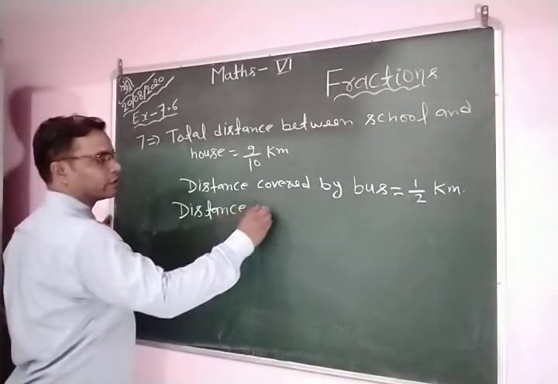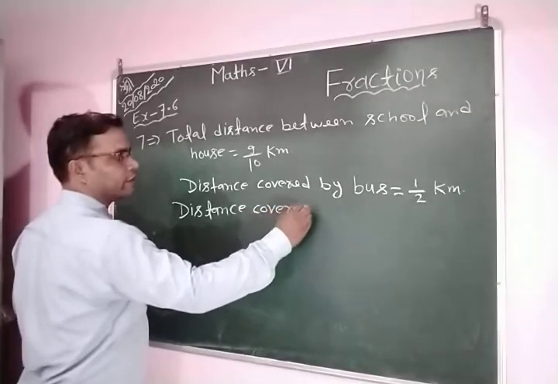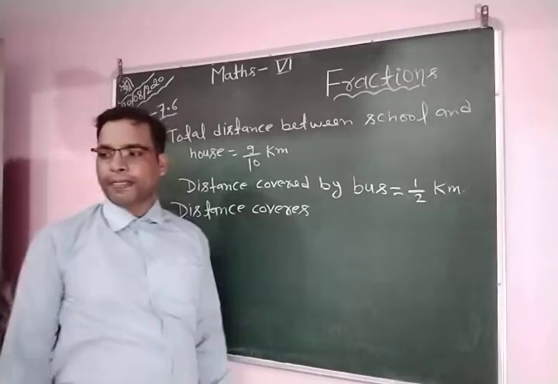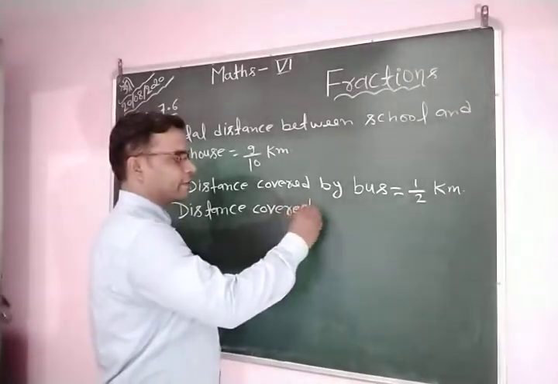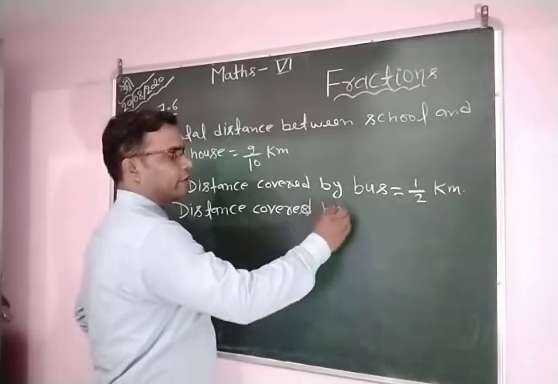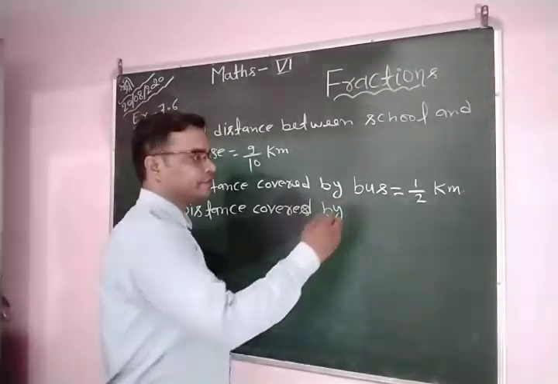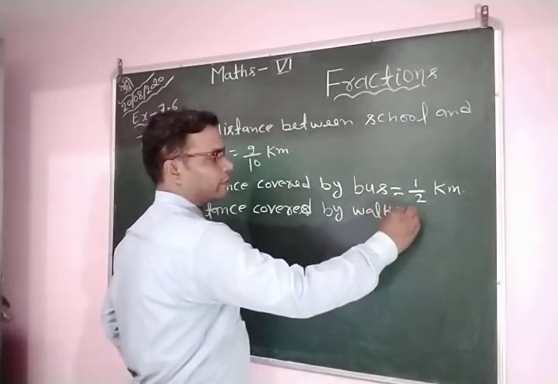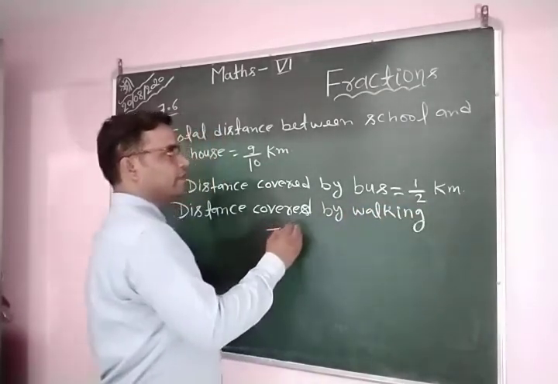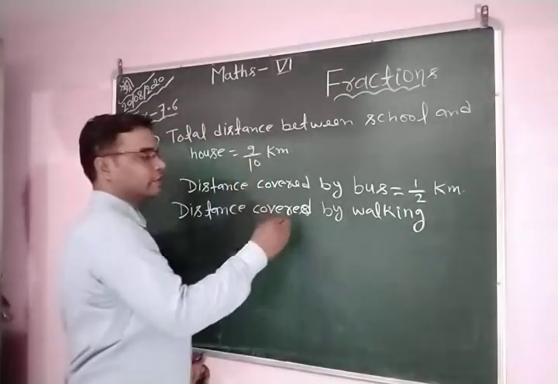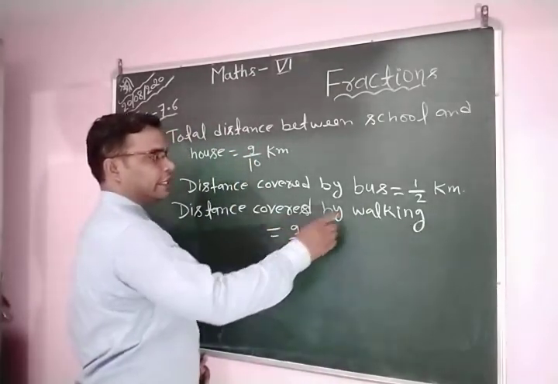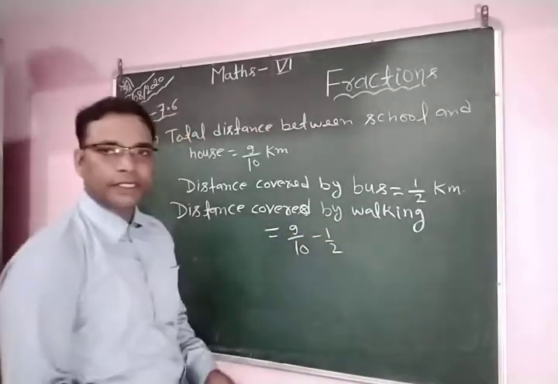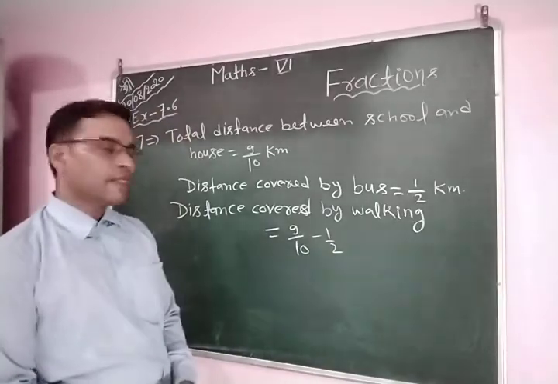distance covered by walking. Distance covered by walking is equal to this is total distance 9 by 10, and this is the distance covered by bus 1 by 2. Okay, if you subtract this, then you find the distance covered by walking.